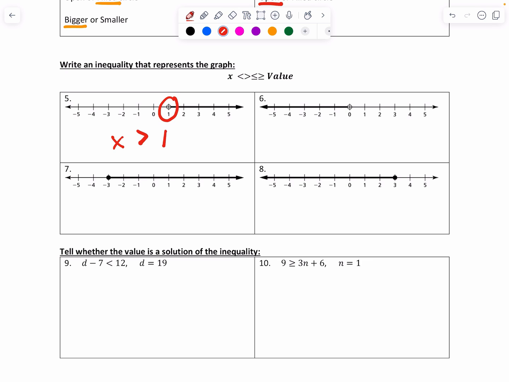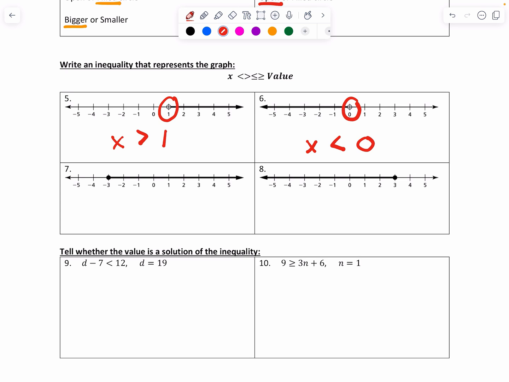On the next problem, here's my special point. It's 0. So my x values are being compared to 0. See how it goes to the left? So it will be all x values less than 0. Open circle, so no equal sign, just x values less than 0. That's what my graph shows.